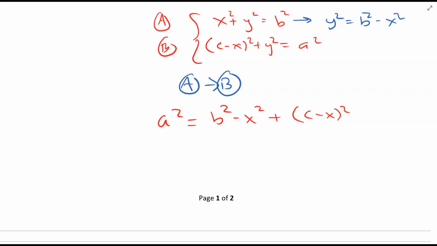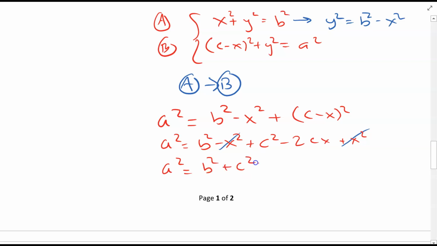What was that? Great. So let's expand (c minus x) squared. To do that, you have to FOIL, right? So we'll get c squared minus 2cx plus x squared. If we combine like terms, what do you notice happens? Yeah, the x squareds cancel out. And now we have almost exactly our law of cosines, right?